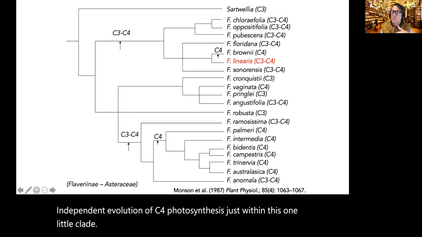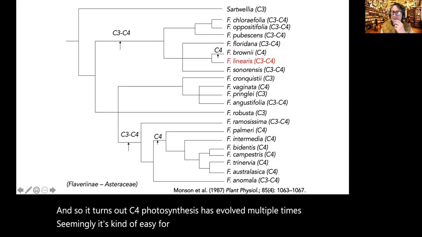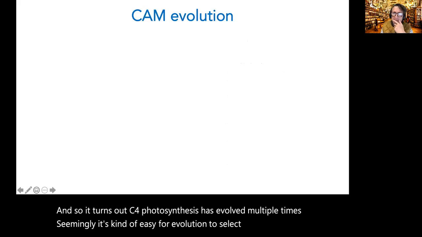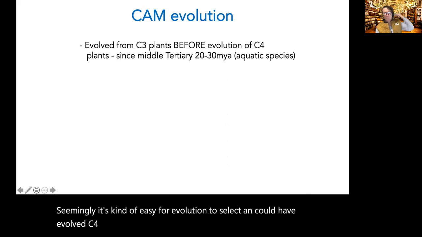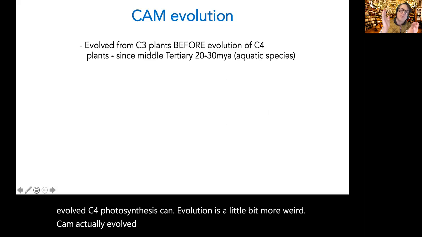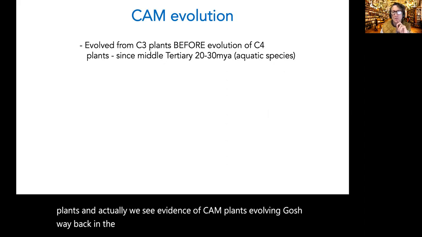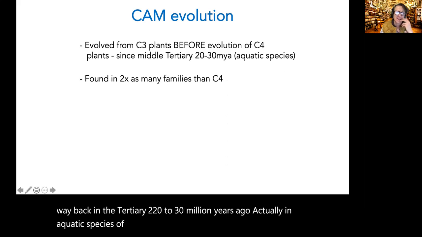And so it turns out C4 photosynthesis has evolved multiple times. Seemingly, it's easy for evolution to select and evolve C4 photosynthesis. CAM evolution is a little bit more weird. CAM actually evolved from C3 plants before the evolution of C4 plants. And actually, we see evidence of CAM plants evolving, gosh, way back in the Tertiary, 20 to 30 million years ago, actually in an aquatic species of all things. And it's actually found in two times as many families as C4 plants.